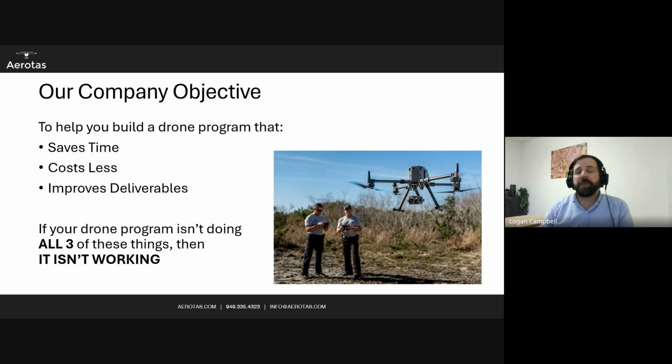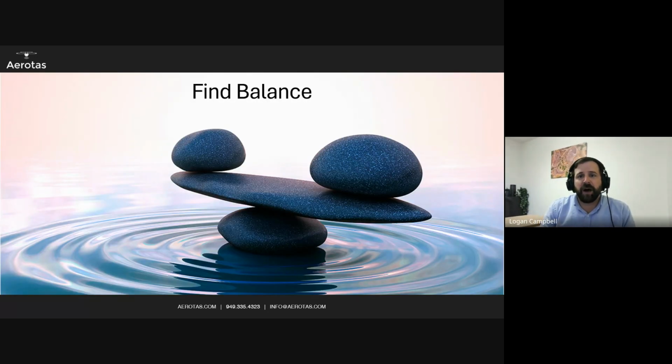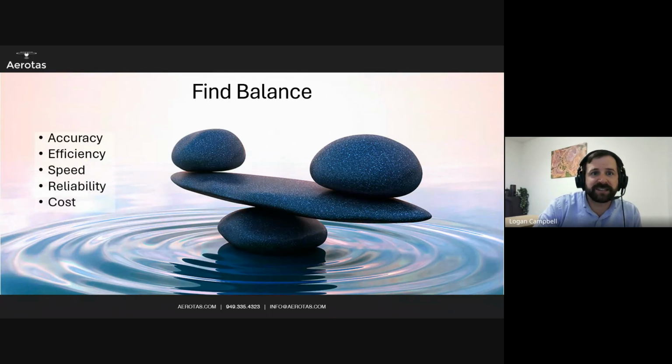And a business is not about testing things one time. It's about building a repeatable workflow. And another theme that you're going to hear me hit on a lot, which is actually really tricky for a lot of surveyors, is the theme of finding balance. The reason I bring this up is because you have to find balance in order to be a successful business. You have to find balance between things like accuracy, efficiency, speed, reliability, and cost.